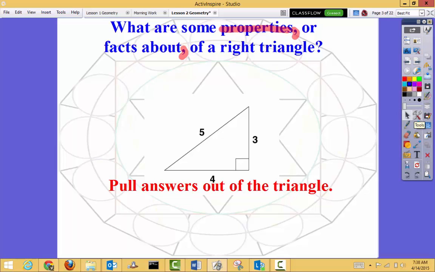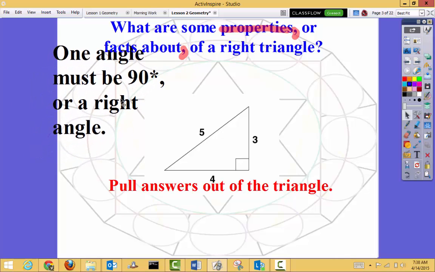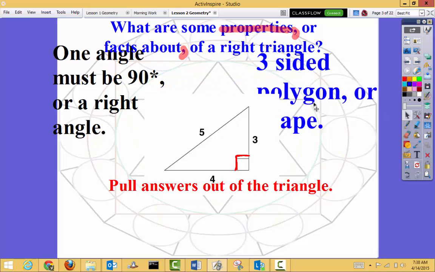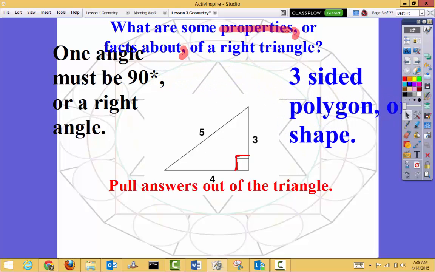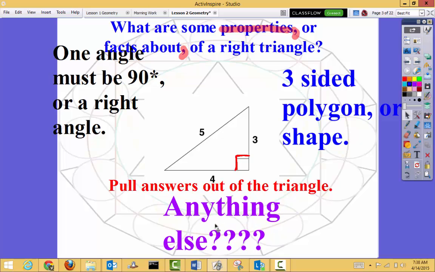Alright, so what do you know about them? Well, you should know this. What angle must be 90 degrees or a right angle? So you'll notice on here, where is that 90 degrees? Well, it's this right here. That is the same angle as the corner of a piece of paper. The next thing you should know is it's a three-sided polygon or shape. Is there anything else that you think we missed? Those are the only things I can think about for facts that we've discussed so far.